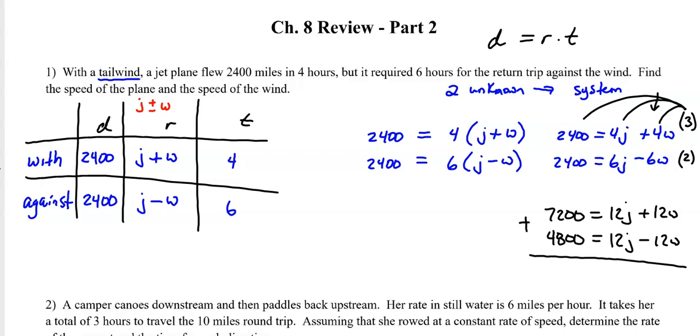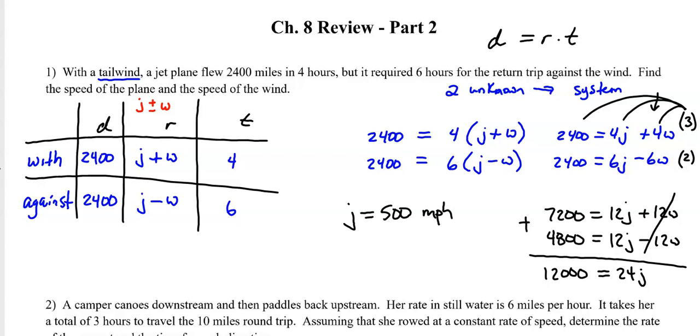Now we can combine the equations. I get 12,000 equals 24 jet, and then these two are gone. So when I solve that, I end up getting J equals 500. And that's the jet speed, so we're talking miles per hour. Now I can put this in any equation. It doesn't matter which one. I can put it in any equation I want.